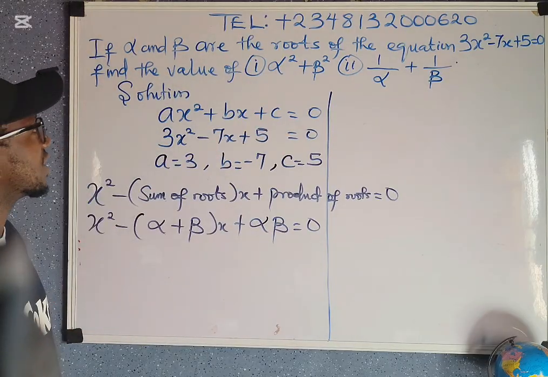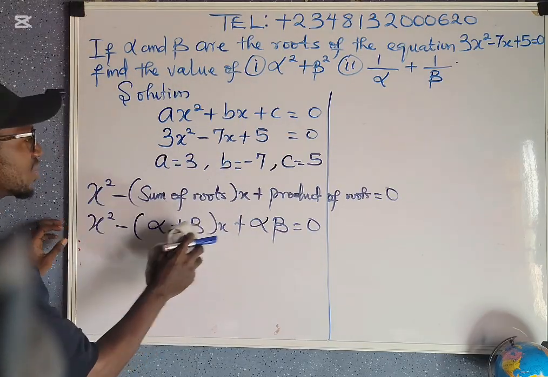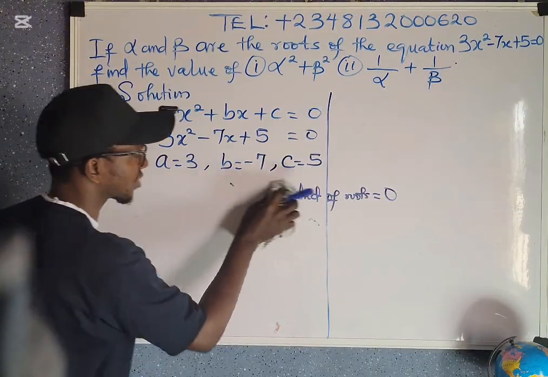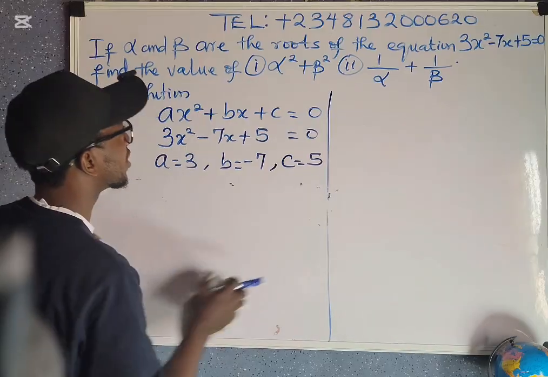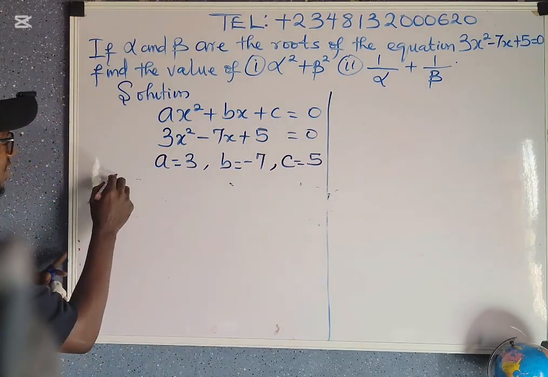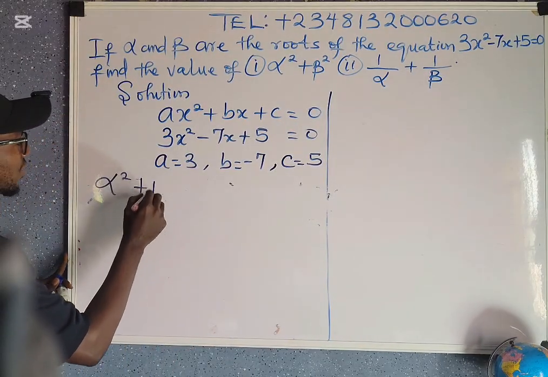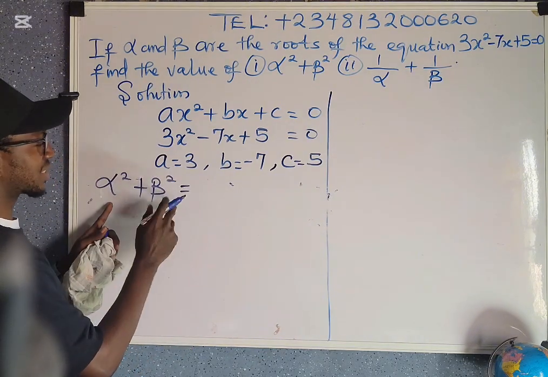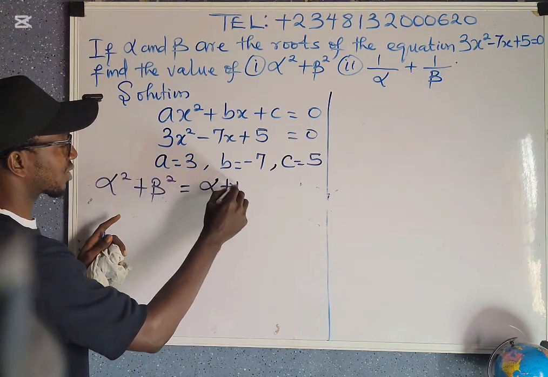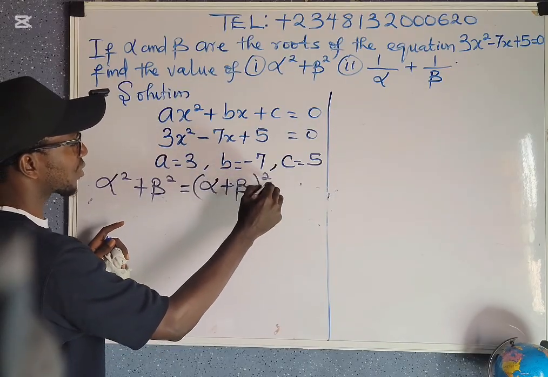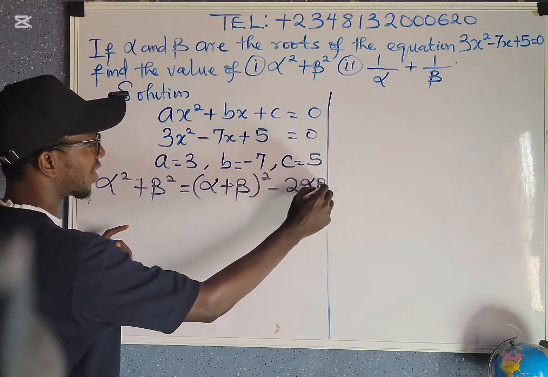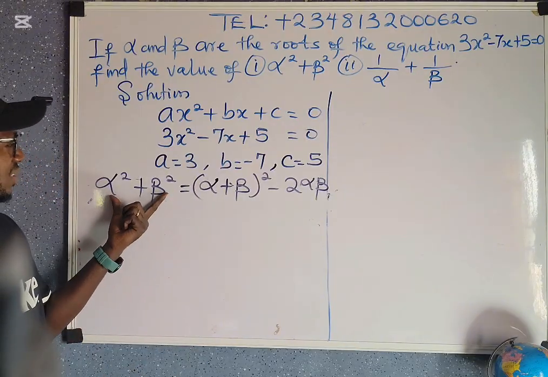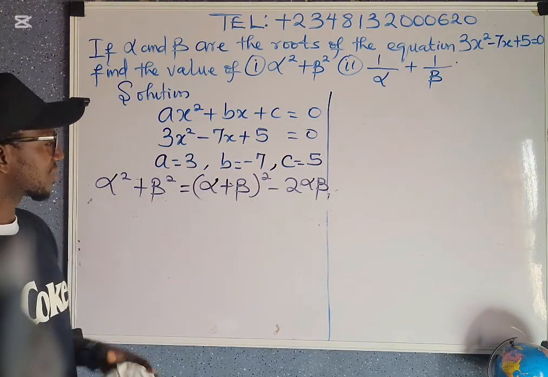Now, to go fully into the question we have, let's clean this so that we are able to delve fully into the question that we have on the board. So we've been asked to find alpha squared plus beta squared. Now, generally, alpha squared plus beta squared is given as alpha plus beta all squared minus 2 alpha beta. So let me just quickly run you through how this is derived.